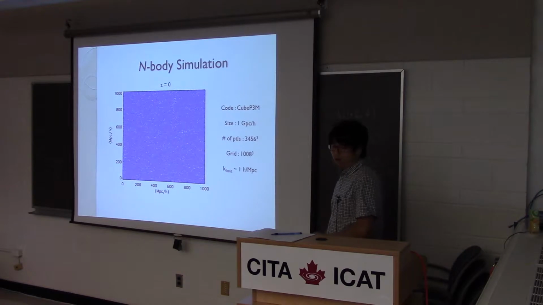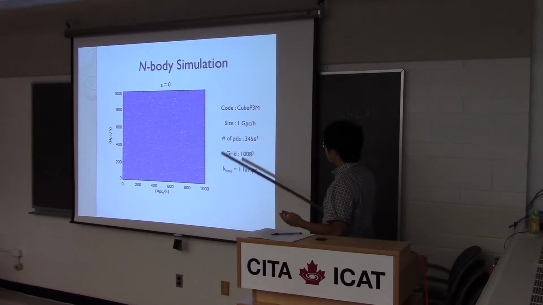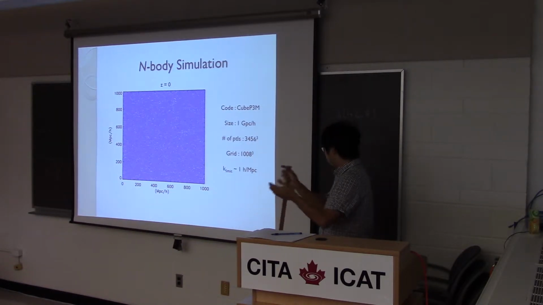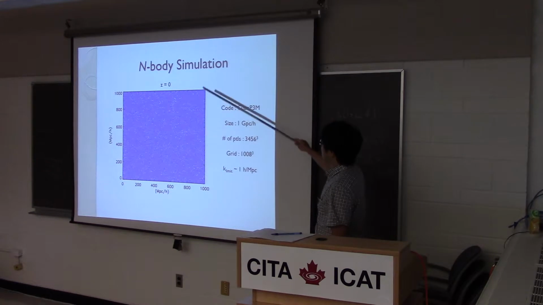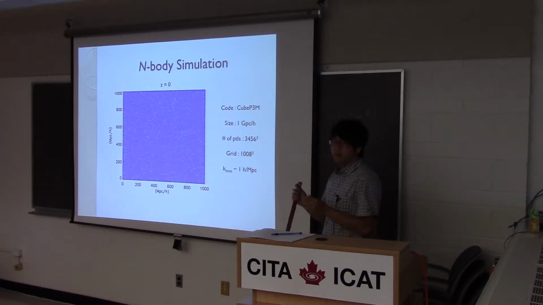So here is our N-body simulation. We have 1 gigaparsec on a side, with 1,000 grid cells and around 30 particles on average per pixel, basically trying to resolve everything down to 1 megaparsec.